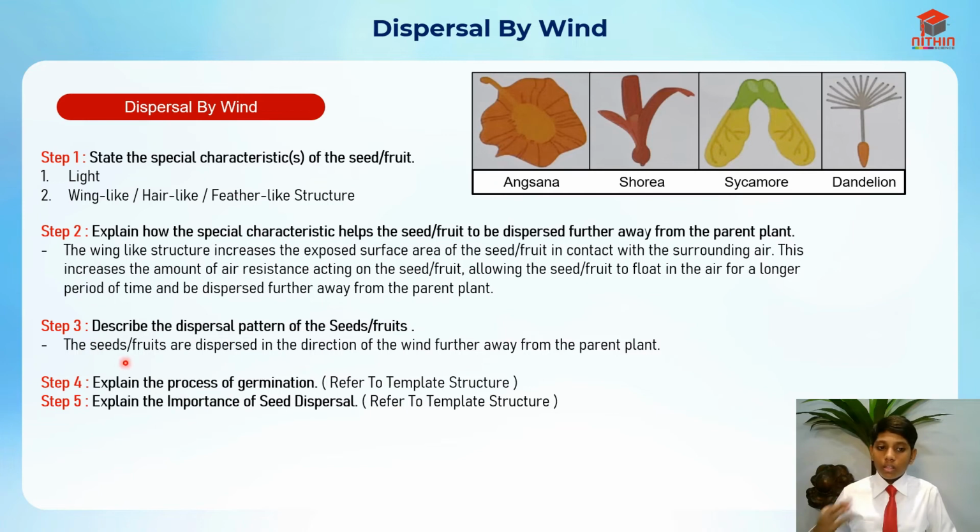Third step, describe the dispersal pattern of the seeds or fruits. They are dispersed in the direction of the wind further away from the parent plant. You should know this. And step 4 and 5 just refer to the template structure that I've already shown you. Now let's move on to the next dispersal method.